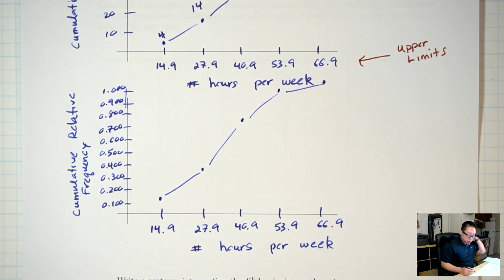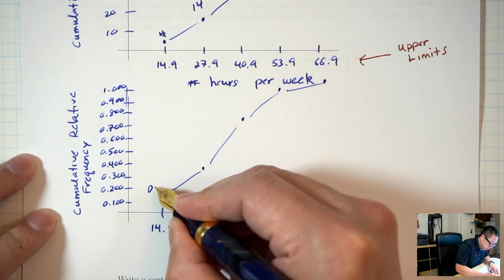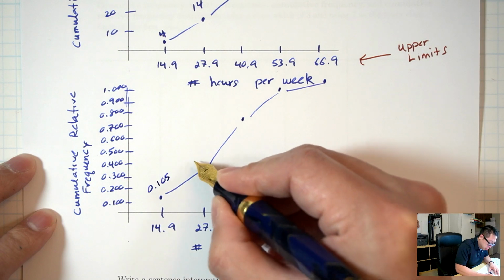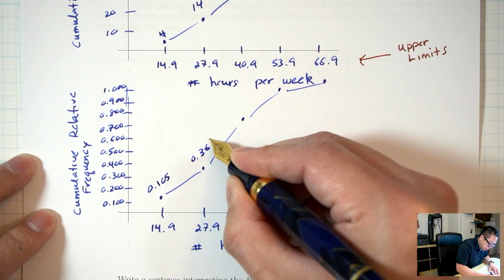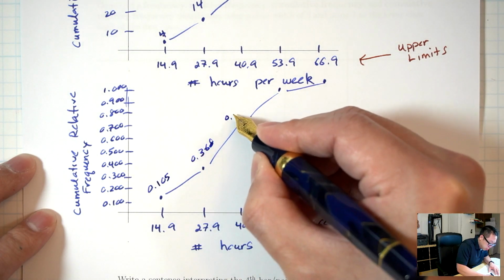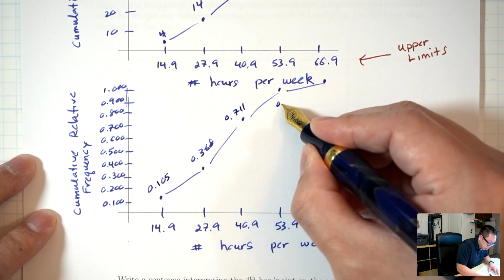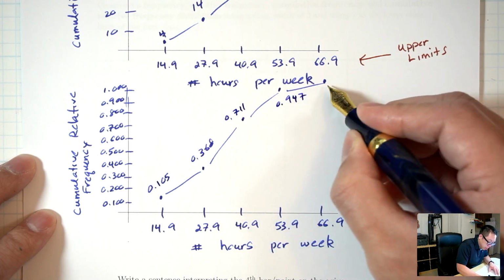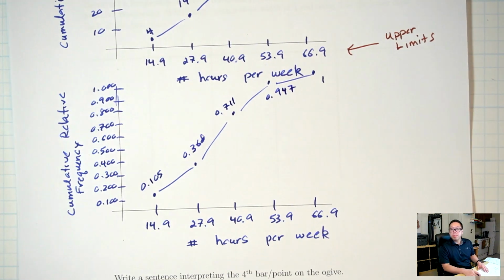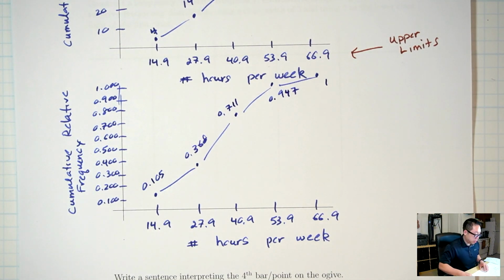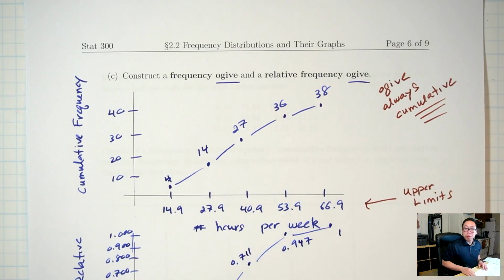And then I'm going to label the dots with the heights. So the first one is 0.105. The next one is 0.368. Next one is 0.711. This dot was 0.947. And then the last one is 1. And that is a relative frequency ogive.